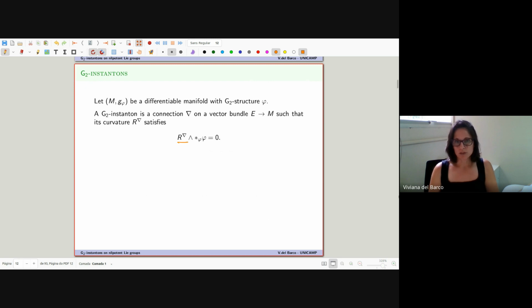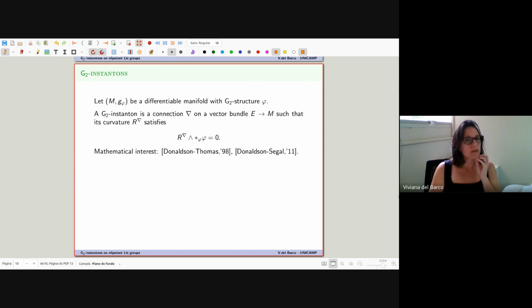So here, the curvature represents a matrix whose entries are 2-forms, and what we are requiring actually is that each 2-form of the matrix is inside this Lambda^2_14 that I mentioned before, because we are requesting that the wedge of the Hodge dual of the 3-form is 0. Okay, so this is what a G2 instanton is: a connection such that the curvature is in Lambda^2_14, which is isomorphic to g2. Okay, so this is a definition.